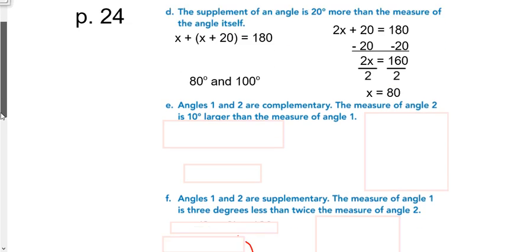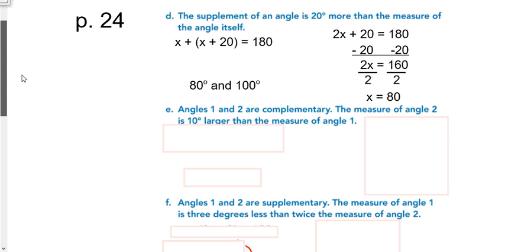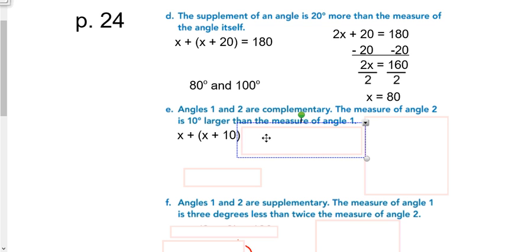So let's move on to E. Angles 1 and 2 are complementary. So this time, instead of being equal to 180, since it's complementary, it's equal to 90. The measure of angle 2 is 10 degrees larger than the measure of angle 1. So we start off with the same thing, x for angle 1. And we know that angle 2 is 10 degrees larger, so it's going to be x plus 10. So that's the other angle.